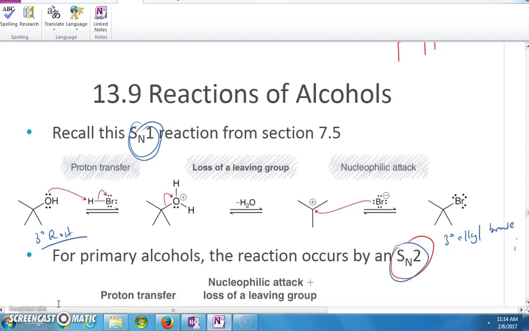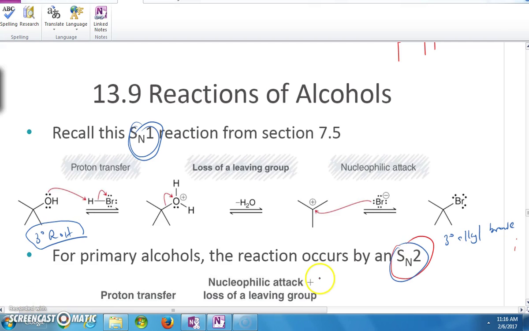Recall this SN1 reaction from section 7.5. Remember that if you have a tertiary alcohol, you can make it undergo an SN1 reaction in the presence of acid, whereby you convert the OH to a good leaving group, and then you can convert that to the corresponding alkyl bromide. Now that's for tertiary alcohols.